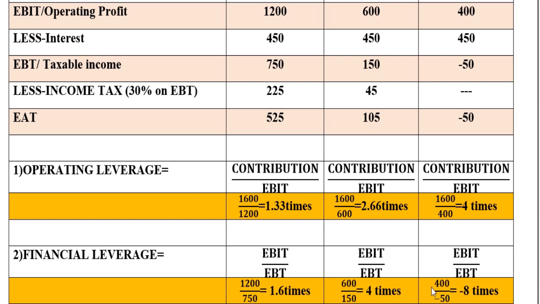The third situation, 400 divided by minus 50 here, so minus 8 times. This is how you have to calculate operating leverage and financial leverage.